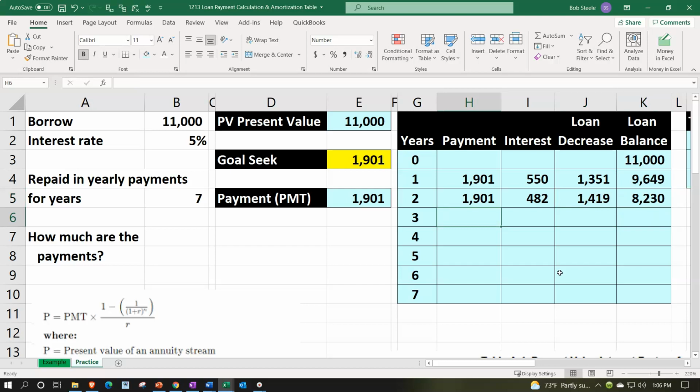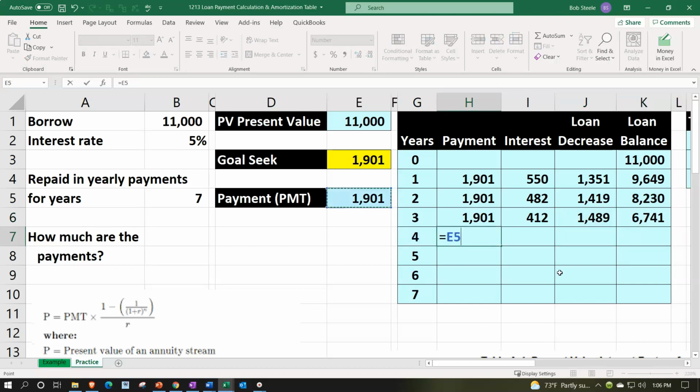Let's do it a couple more times, and then we'll use our autofill feature to copy it down. This equals the 1,901. This equals the 8,230 times the rate of the 5%. And then we have the difference, the 1,901 payment minus the interest, which is now at 412, gives us the decrease in the loan balance of the 1,489. That means the prior loan balance of the 8,230 minus the 1,489 gives us the new loan balance that we still have outstanding at the 6,741 about.